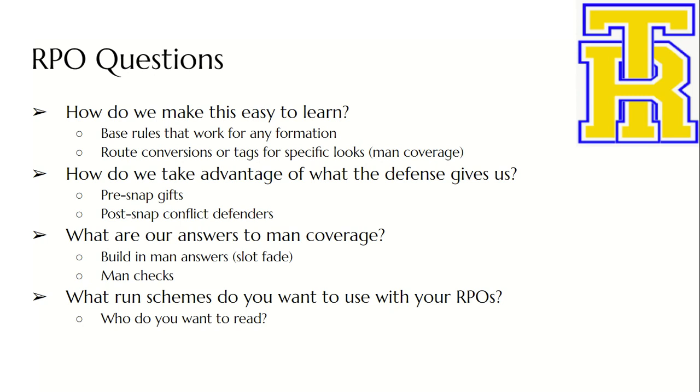You also need to decide what run schemes you want to use with your RPOs. And as a result, who do you want to read off that? Inside zone is one of the most common ones to use. And in inside zone, when you're throwing the ball, we're going to read the backside inside linebacker. And that's exactly what we're going to do as well. We have also used this a little bit with pin and pull RPO to the outside, where we're also reading this backside inside linebacker. So that's going to be our key guy.